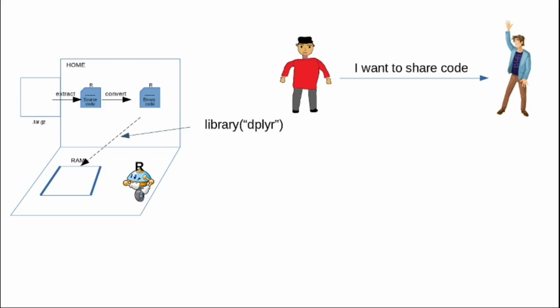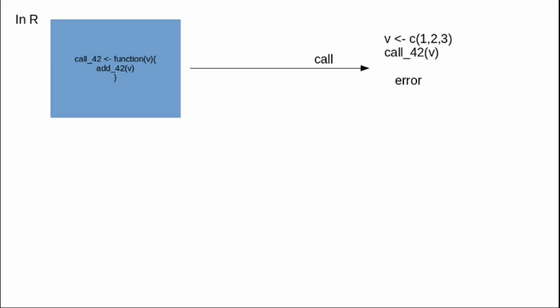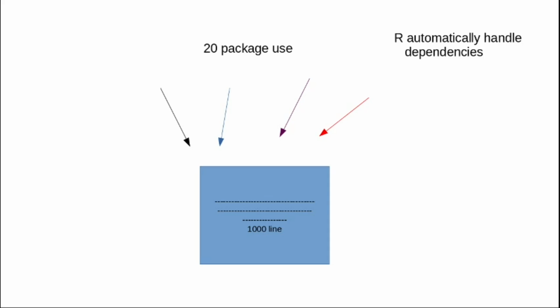But in this situation, I just want to share my code. So writing the library command makes no sense. Let's suppose that by chance in your computer only one package is there and you are just calling the function in R, it gives you the error. So all these things are automatically handled for you. You don't need to worry about it.